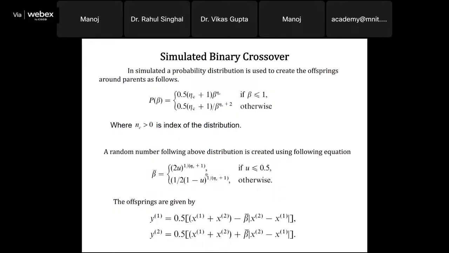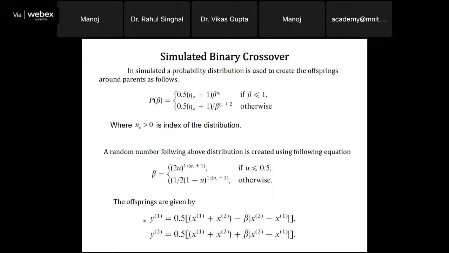And then comes the whole idea of producing the offspring. It was suggested that using this probability distribution, given two parents x1 and x2, one can define the offspring y1 and y2 using this formula.